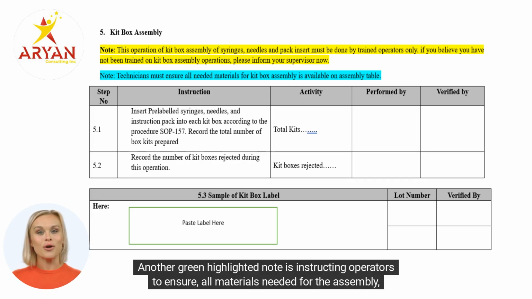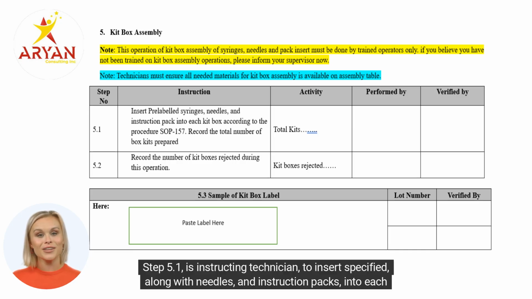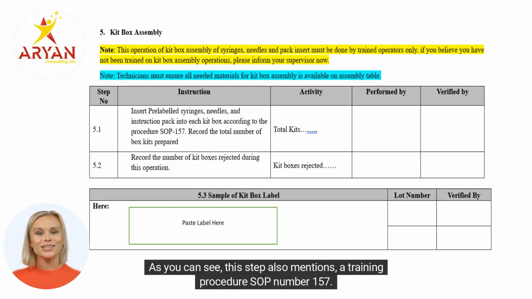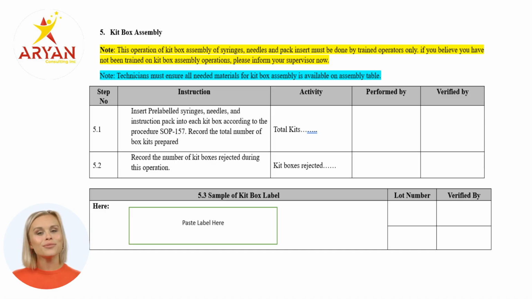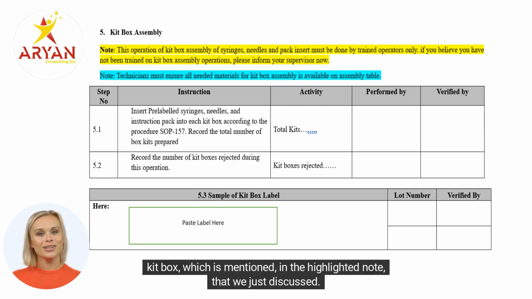Another green highlighted note is instructing operators to ensure all materials needed for the assembly of kit boxes are available on the assembly table before the assembly operation. Step 5.1 is instructing the technician to insert specified syringes, along with needles and instruction packs, into each kit box. As you can see, this step also mentions a training procedure, SOP number 157. This training SOP is nothing but a detailed training on how to perform the assembly of this kit box, which is mentioned in the highlighted note that we just discussed.